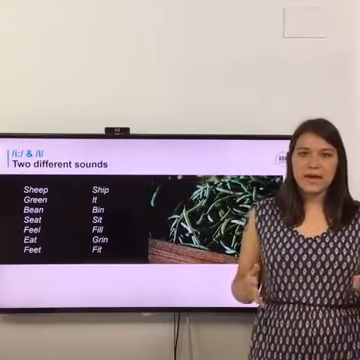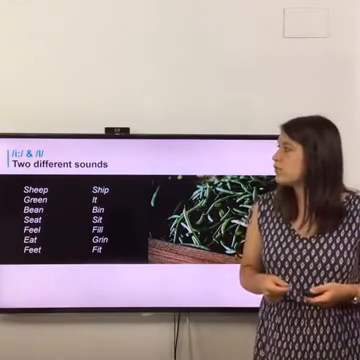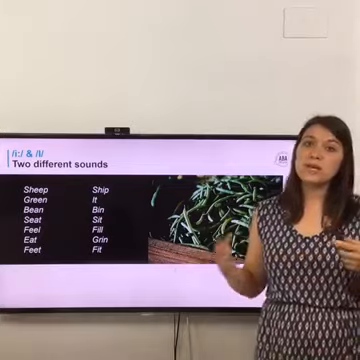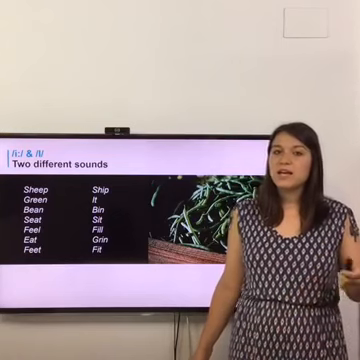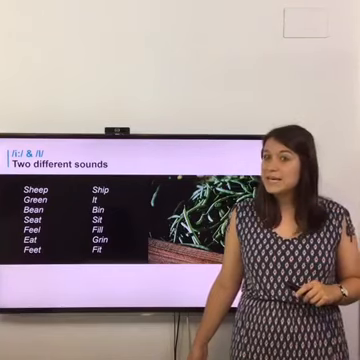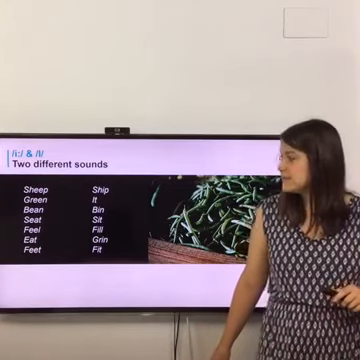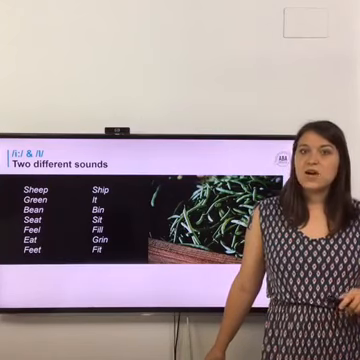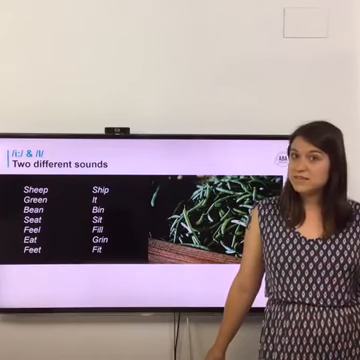Okay, now let's compare these two phonemes side by side. So on the left side, we have words with the phoneme E, and on the right side, we have words with the phoneme I. So I'm going to read them, and you can listen for the difference in pronunciation. Sheep, ship. Green, grin. Bean, bin. Seat, sit. Feel, fill. Eat, it. Feet, fit. Can you hear the difference?